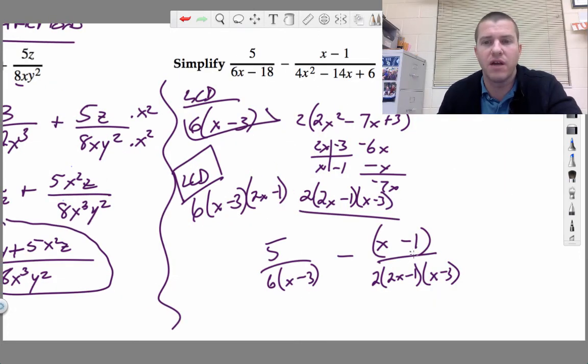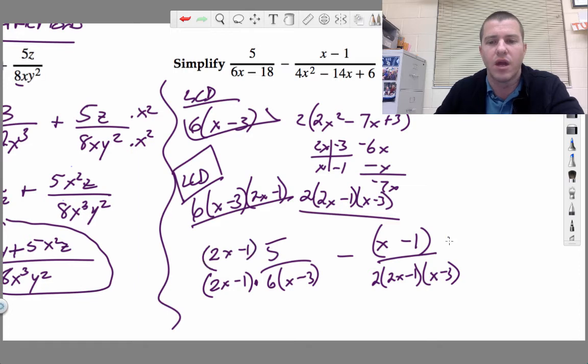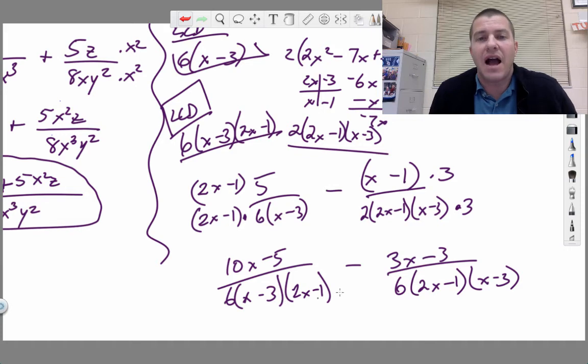I factored the denominator here, factored the denominator here, and I need to get this to become my least common denominator, so I need to multiply by 2x minus 1. Once I multiply by 2x minus 1, this is going to be equal to that LCD, but I got to do the same thing to the numerator. What I need to multiply by here, well, the x minus 3 and 2x minus 1 is already in this one. I just need this 2 to become a 6, so I'm only multiplying by 3 here. And to simplify, I'm going to leave the denominators factored. I just multiplied the 3 with the 2 to become 6. That was it.